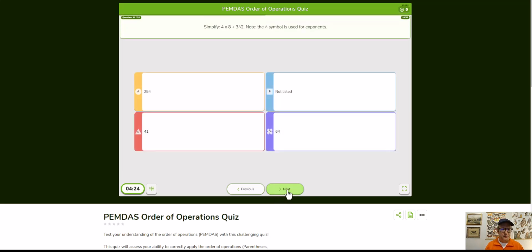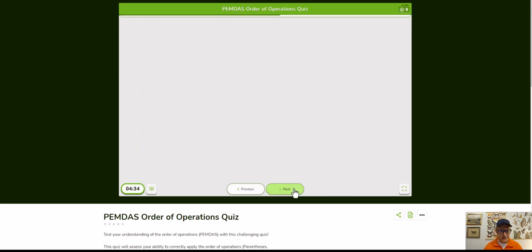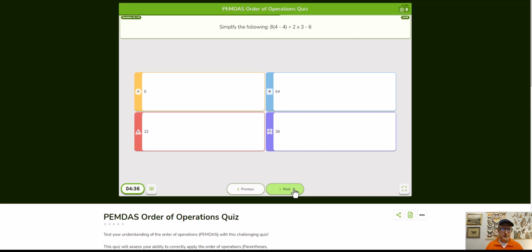Now we're going to simplify. Well, we know 3 squared is 9. We know 4 times 8 is 32. 32 plus 9 is 41. Once again, you should not need a calculator for this problem, or any of these problems, really.